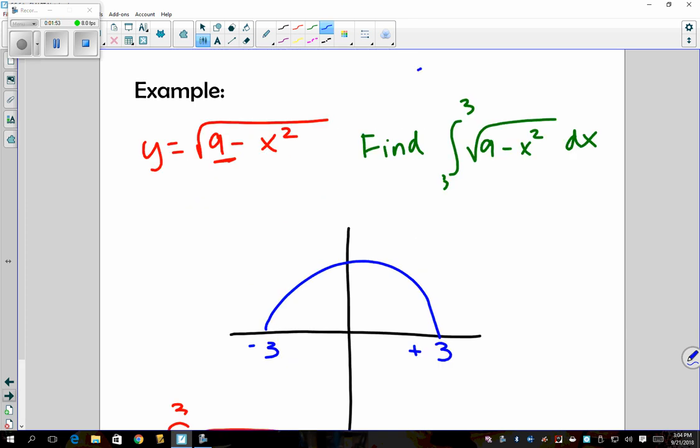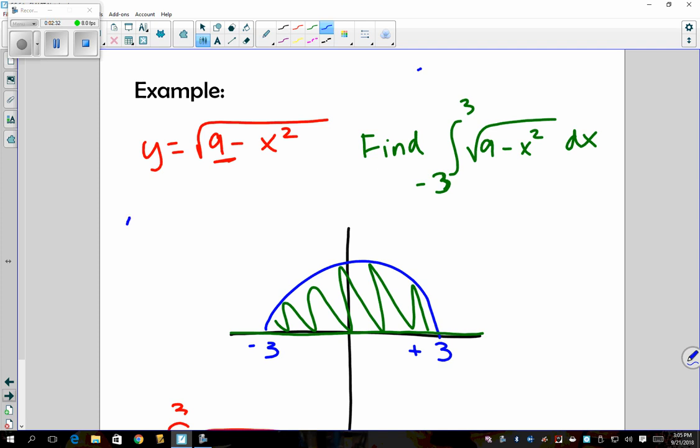Given this example, y equals the square root of 9 minus x squared, we're asked to find the integral from -3 to 3 of the function square root of 9 minus x squared. The first thing we notice about this curve is that it's a semicircle. We don't really have any tricks for definite integrals yet, but what we're going to talk about is how we can use our geometric prior knowledge to look at integrals. If I notice, this is all above the x-axis, and so my integral is all going to be positive.